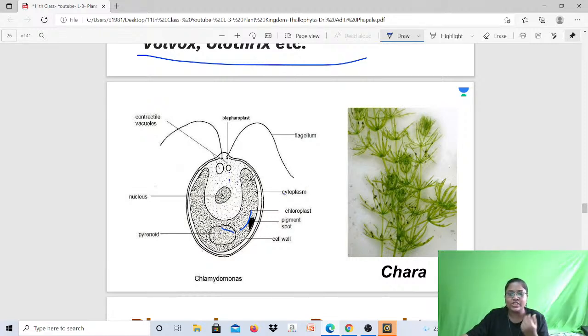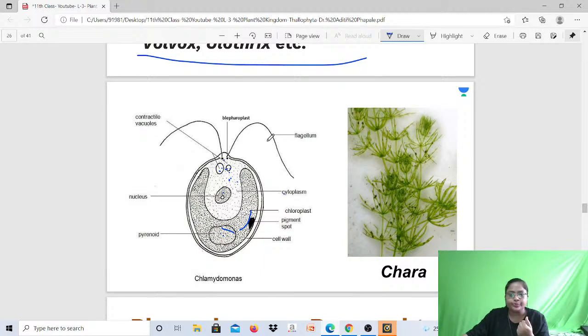ठीक है, cell है तो obviously matrix तो होगा, matrix is known as cytoplasm. Then nucleus is present in the cytoplasm. You can see pyrenoid is here. Then contractile vacuoles, small contractile vacuoles you can see. है ना, small contractile vacuoles, एक बड़ा एक छोटा यहाँ पे है.